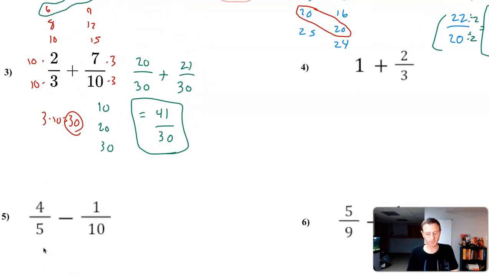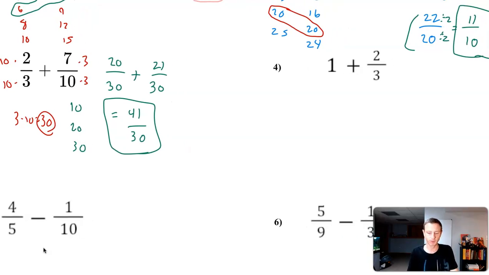Okay, number 4. A lot of people get a little thrown off with problems like this. When you see a problem like 1 plus 2/3, this isn't as complicated as it looks. Just think of 1 as this. 1 is 1 over 1. So if I have 1 over 1 plus 2/3, my least common denominator is going to be 3.